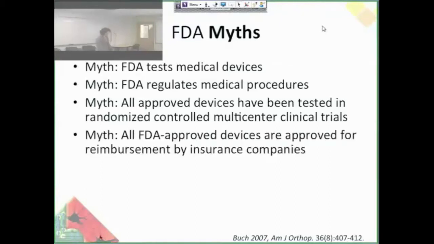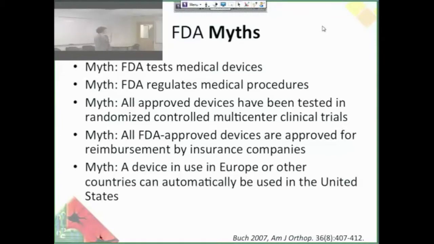Okay, another myth: all FDA-approved devices are approved for reimbursement by insurance companies. This is something that's really important in the United States, where insurance reimbursement is one of the biggest factors that a medical device manufacturer thinks about when they're taking their product to the FDA, or when they're just investing in R&D. So usually insurance companies will say that they'll approve things for reimbursement shortly after they're approved by the FDA, but that's not always the case.